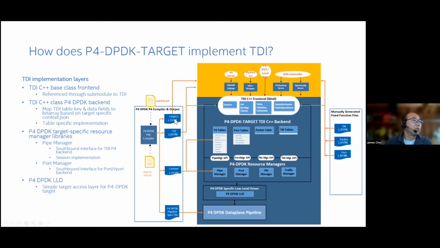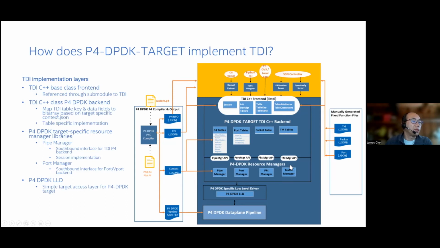The P4 info will be used by the control plane, which is in the upper yellow section over here. The control plane will also consume the TDI JSON, so that the P4 info to TDI JSON mapping can be done in the control plane. And TDI JSON would be consumed by the parser in the front end as well to understand the user interface.